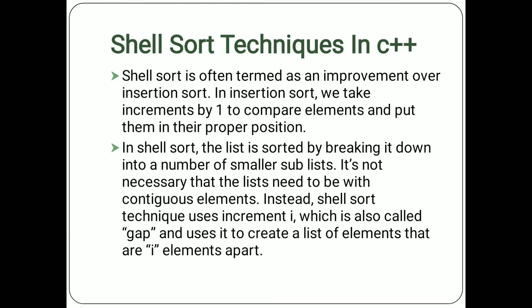In shell sort, the list is sorted by breaking it down into a number of smaller sublists. It's not necessary that the list need to be with contiguous elements. Instead, the shell sort technique uses an increment I, which is also called a gap, and uses it to create a list of elements that are I elements apart.